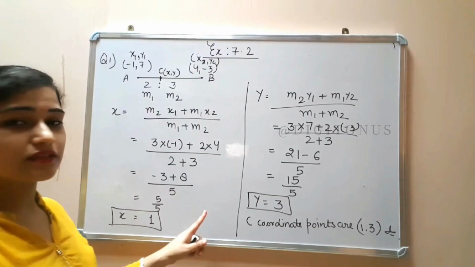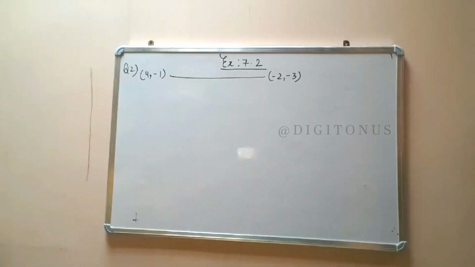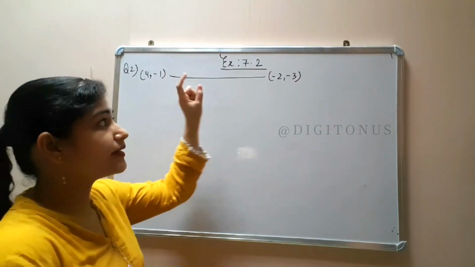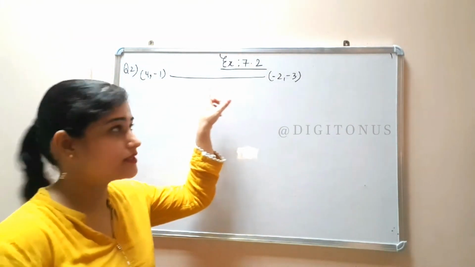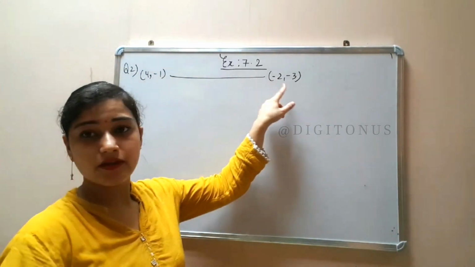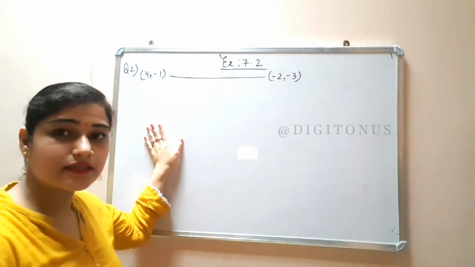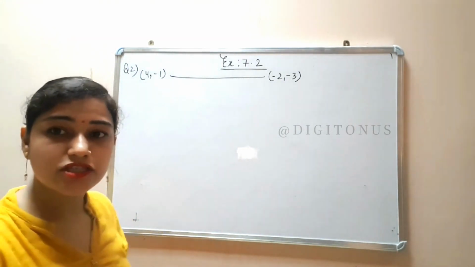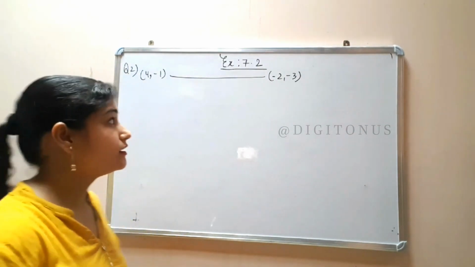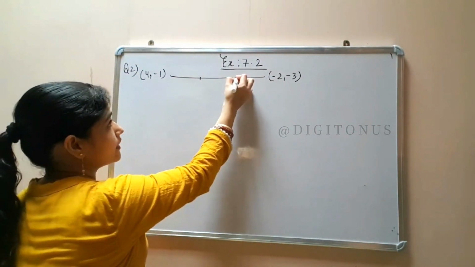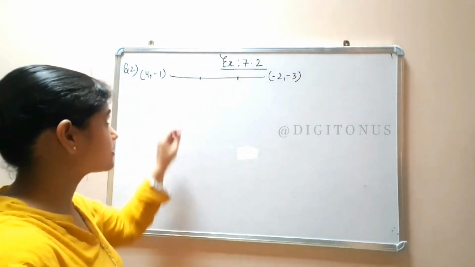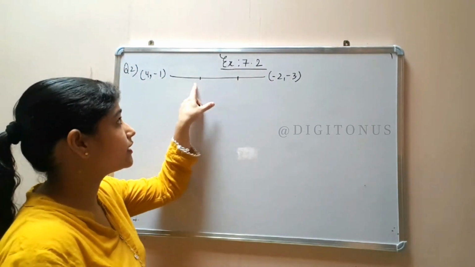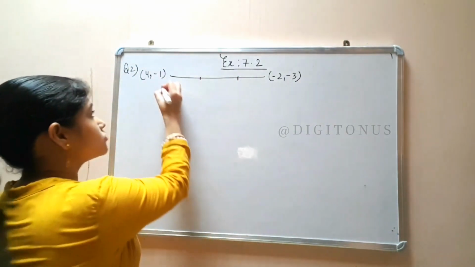Now we will do question number 2. Question number 2 is, they have given the coordinate points of the end points of a line and they are asking the coordinate points of trisection of this line. Trisection means in 3 equal parts. So if we divide this line into 3 equal parts, it means there are 2 points on this line. Yes, and they are asking the coordinate points of these 2 points. So let's start giving the names.